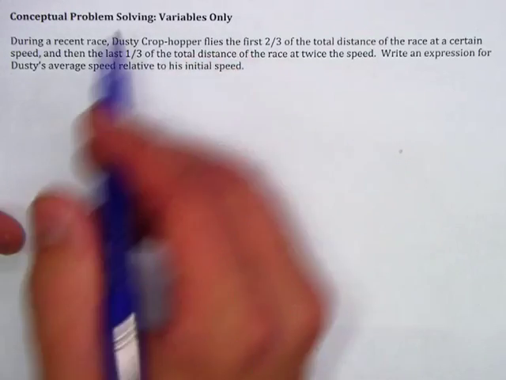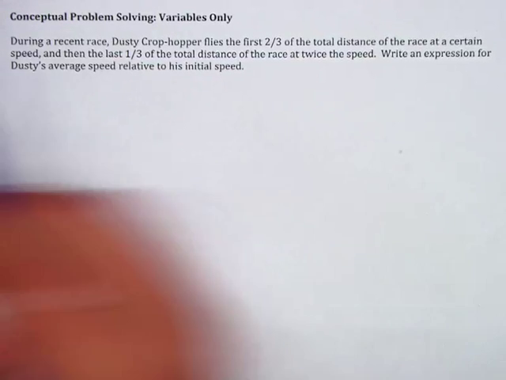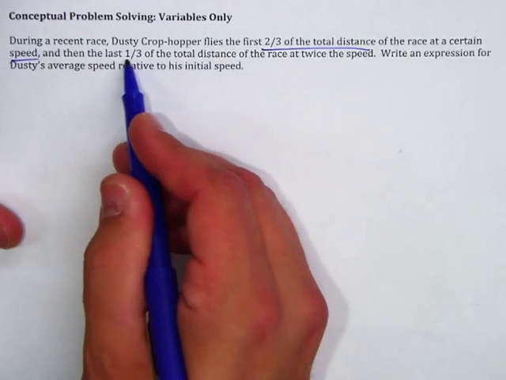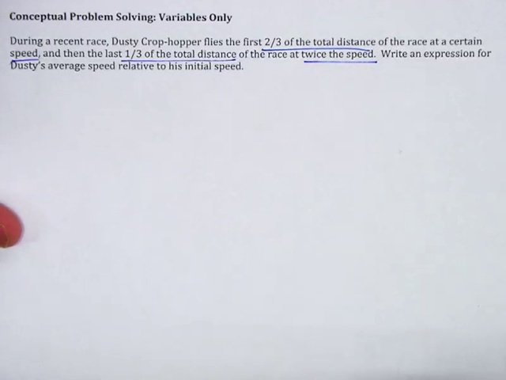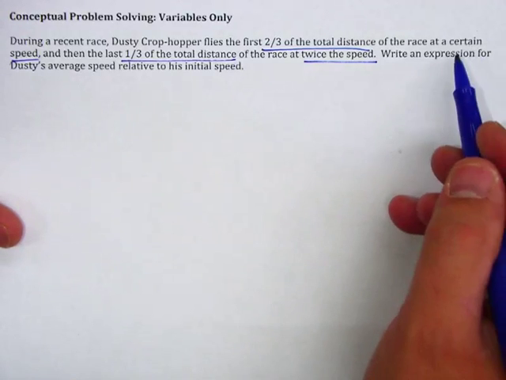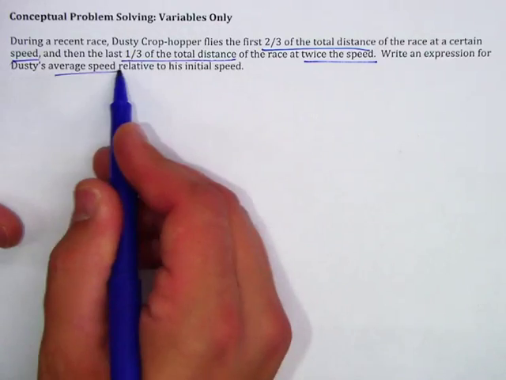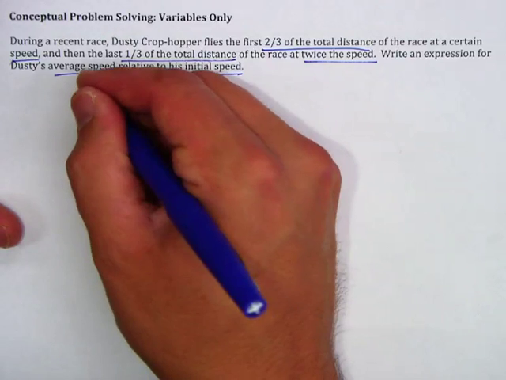So we have a racer, Dusty Crophopper, and he's flying the first 2/3 of the total distance at a certain speed, and then the last 1/3 of the total distance at twice the initial speed. So I really have all the speed information relative to one speed. But what I want is an expression for his average speed relative to his initial speed. So average speed for the total trip.